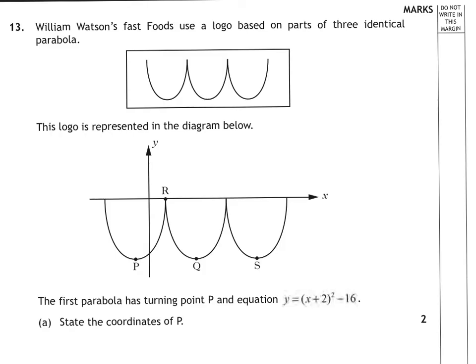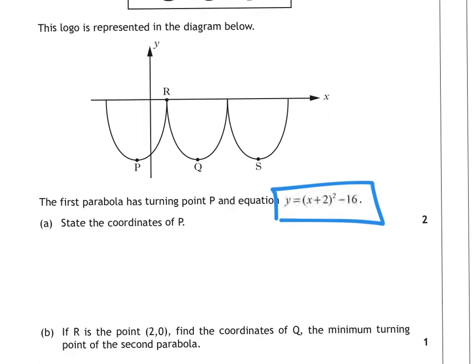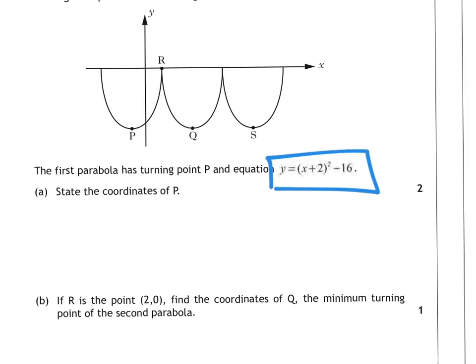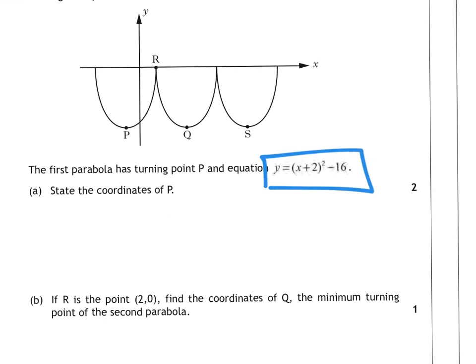Okay, question 13. William is looking at this logo. I'm pretty sure I've seen this one before in another paper as well. So first part is, we're given this equation here. We have to state the coordinate of P. So P is your turning point, which comes straight from the equation. Remember that if it says a plus in the bracket, it means it's going in the negative direction. Also look at P. It's clearly moved left. So the first number is -2 and not +2. And then it's gone down 16. So that's what P is.